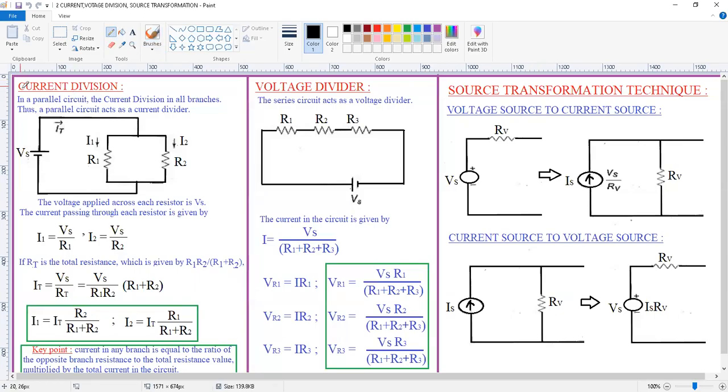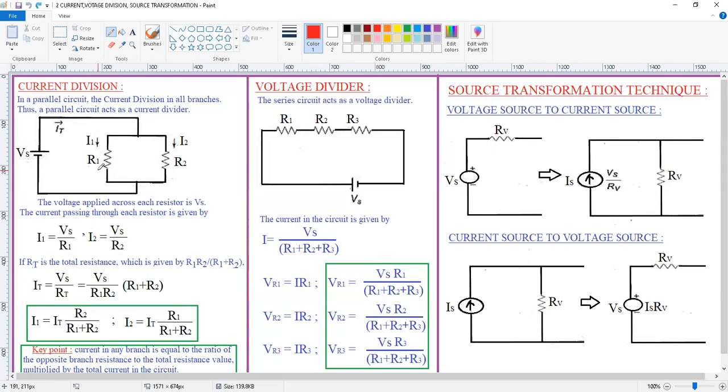Today we are going to discuss the current division rule, the voltage division rule, and thereafter the source transformation technique. Okay. Now first see the current division rule. In the case of current division rule, it is used to determine the current through one particular element. That means current through either R1 or current through R2. That means if you want to determine the current through any one particular element, when the elements are connected in parallel, in that case, this current division will be useful.